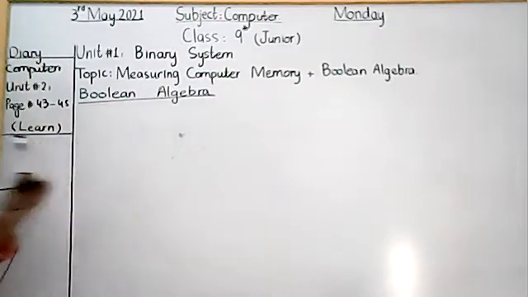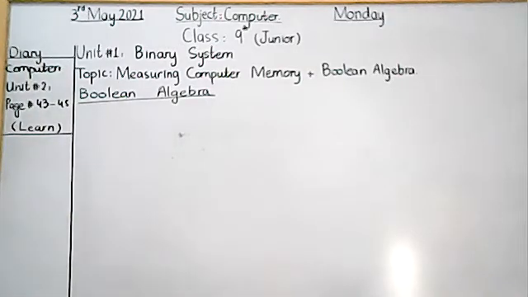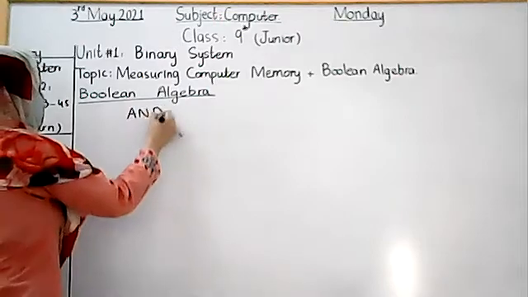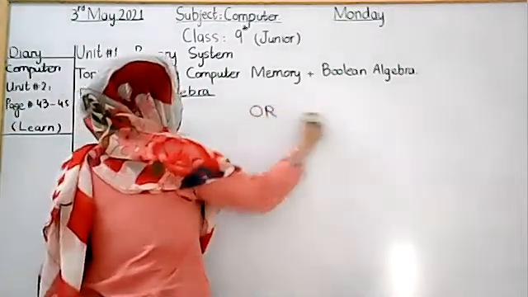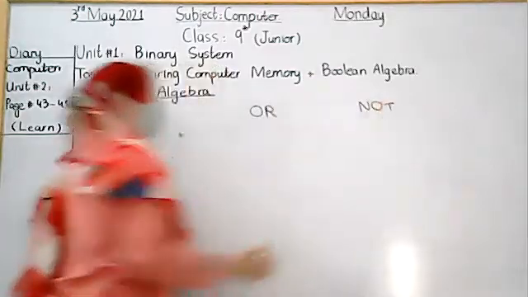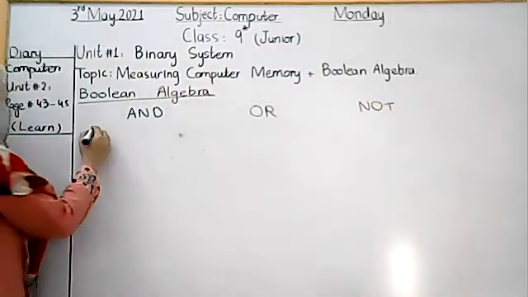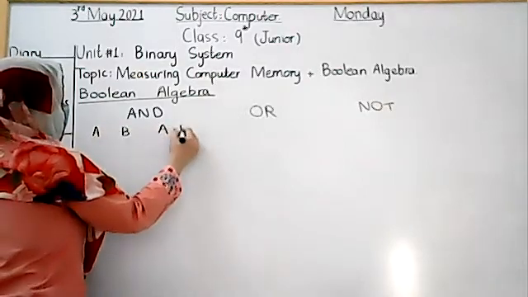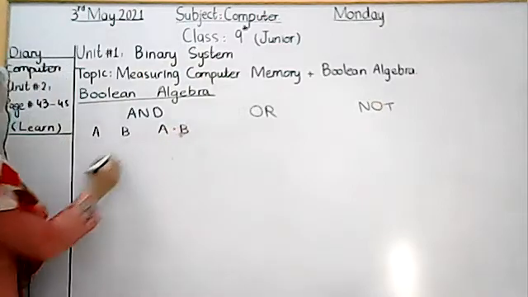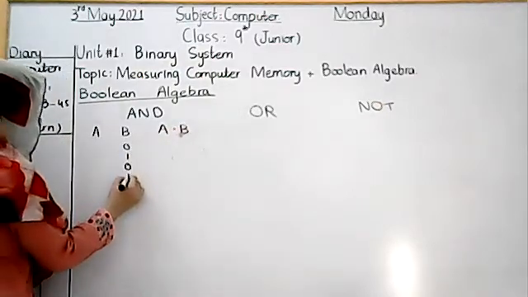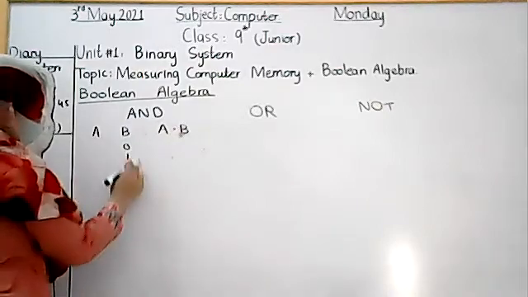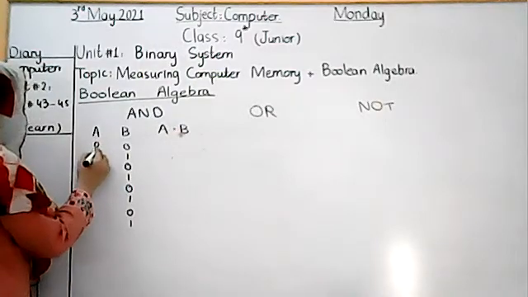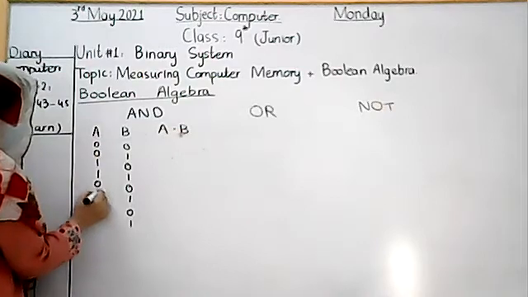Now we will go for the truth tables, that is, how can we make a truth table for the AND operator, OR operator, and NOT operator. Okay, so let's start. We will start from A. Okay, 0, 1, 0, 1, 0, 1, 0, 1. And for B, 0, 0, 1, 1, 0, 0, 1, 1.